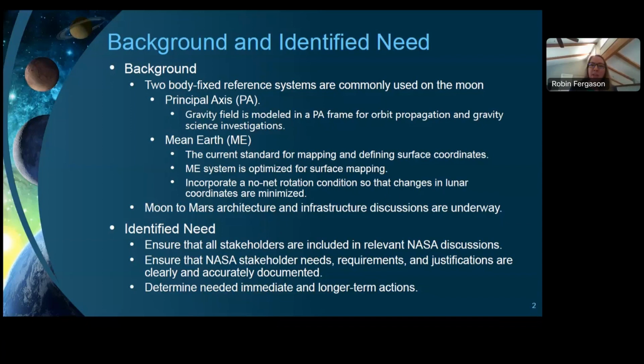So the identified needs for standing up this working group include ensuring all stakeholders are included in the relevant NASA discussions, and ensuring that all stakeholder needs, requirements, and justifications are clearly and accurately documented. From the conversations we've been having thus far, it's also clear that ongoing discussions and collaborations are going to be needed. So we're also determining what some of those needed immediate and longer-term actions might be. If you could go to the next slide.